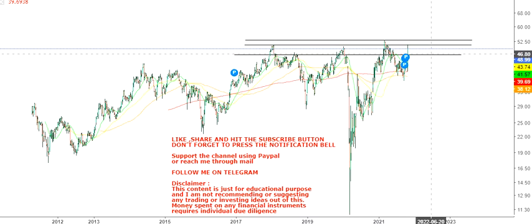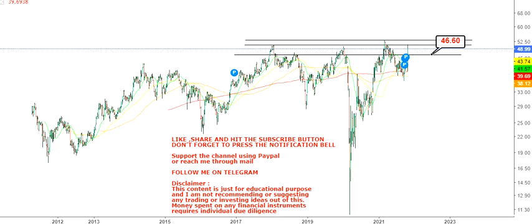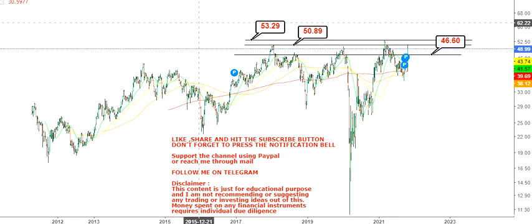You have first your stop loss at $46.6. This is your stop loss. Don't go below this level. On the upside you have 50.89 and you have 53.29. So these are your two levels that you are going to look at on the upside.